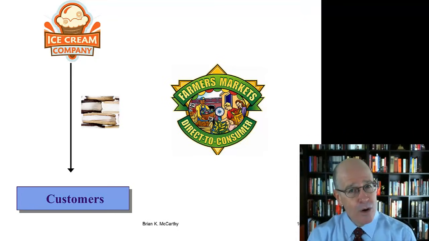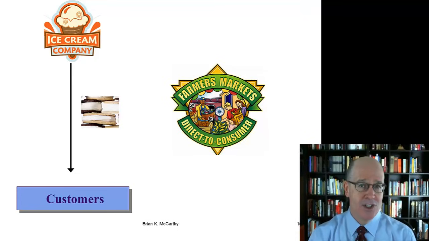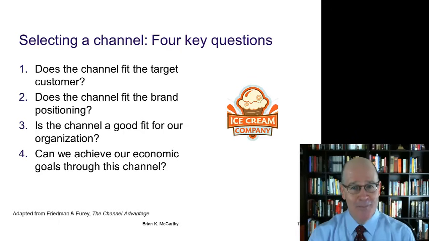But we want to grow our business now, and we realize that we probably can't do it by just going to more and more farmers markets because of the demands on our time. We can only be in so many places at a time. So there are 4 key questions we can ask when we think about which channels are the right fit for our product. These questions are from an outstanding book on channel strategy called The Channel Advantage by authors Friedman and Furey. I highly recommend this book.